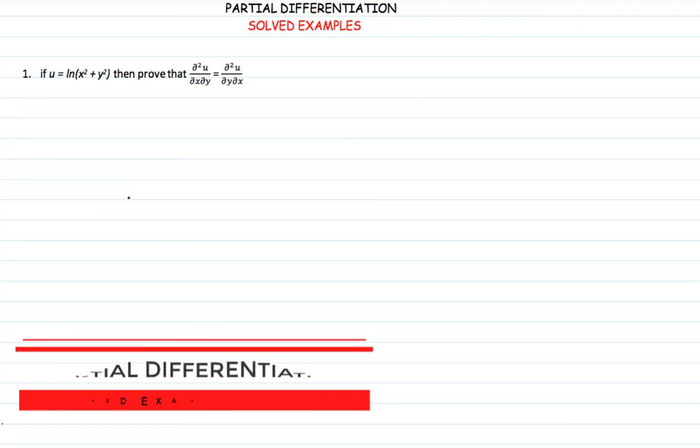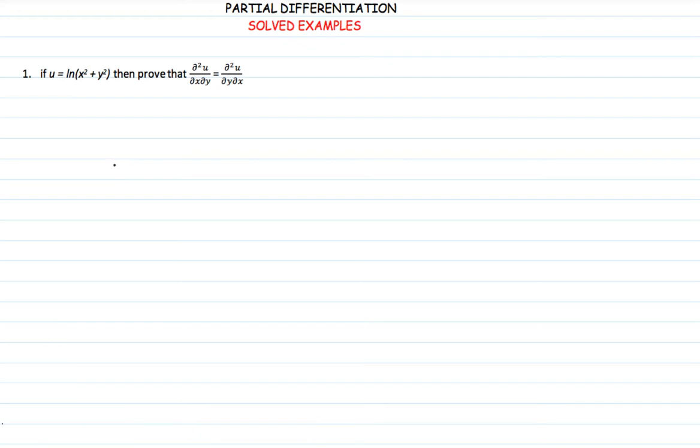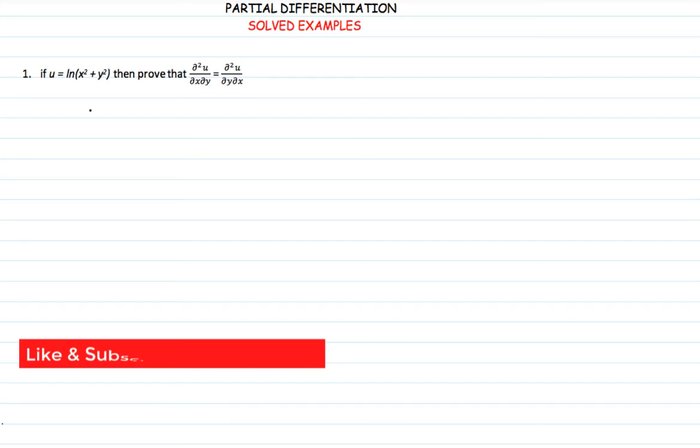In this video, we'll continue with partial differentiation and solve an example. In this example, we have a function u, a function of x and y. What we want to do is not find the partial derivative of this u with respect to x and y. We just want to prove that if you take the partial derivative of this function first with respect to x and then with respect to y, it's going to give us the same result as when you take the partial derivative of this same function with respect to y and then with respect to x.